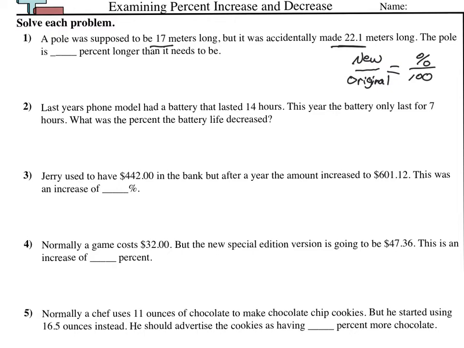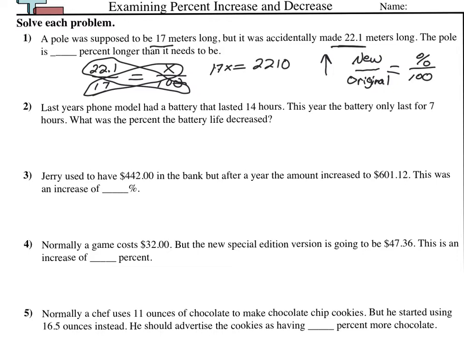Okay, and then the first thing we're looking at is: is this an increase or decrease? Well, from 17 to 22.1 is an increase, so we know that it's going up. Okay, so start writing my fractions. New number over original, so the new number is 22.1, the original is 17. We're looking for the percent, and that's always out of 100.